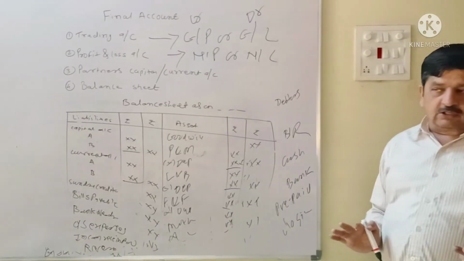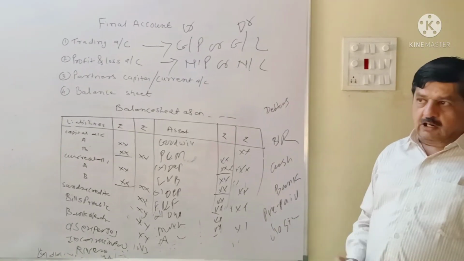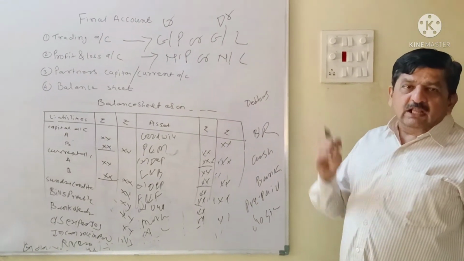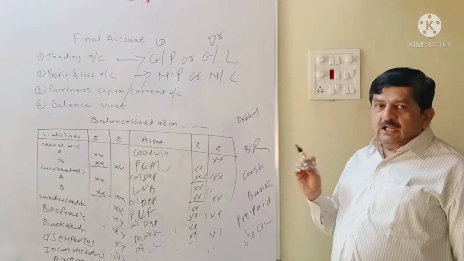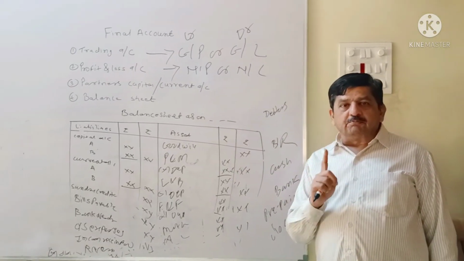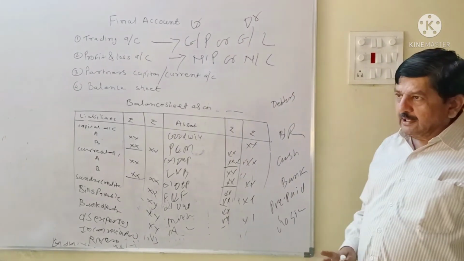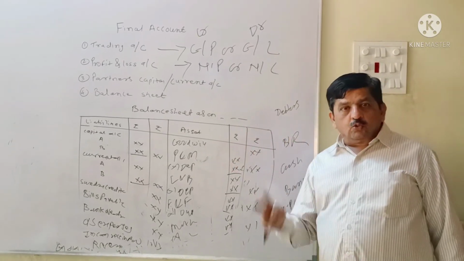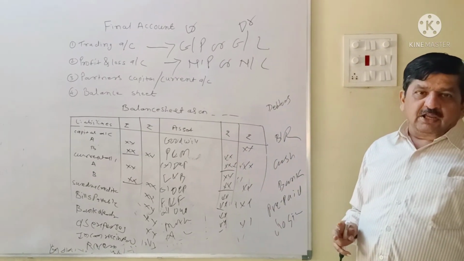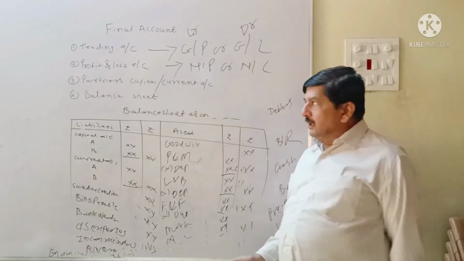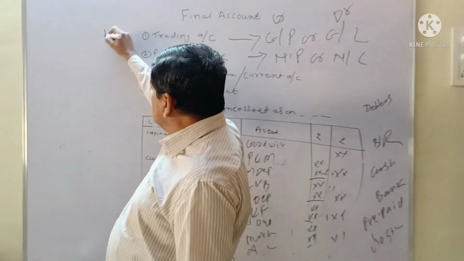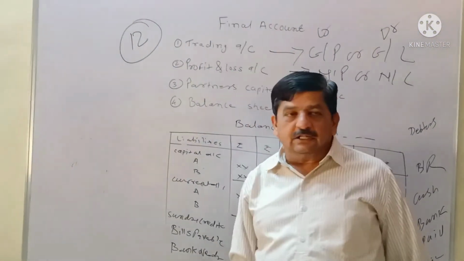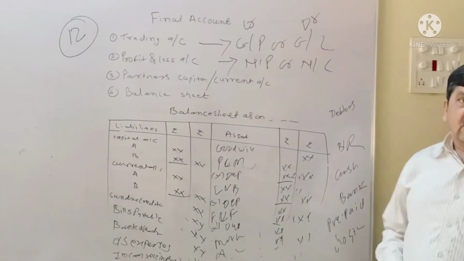This is known as a partnership final account. It is based on the 11th standard final account. In the 11th standard there is only one person's capital, the sole trader's capital. Here a minimum of two partners' capital is to be given, and you have to prepare this final account. And in the annual exam it carries 12 marks. It is a compulsory question, that is the final account.